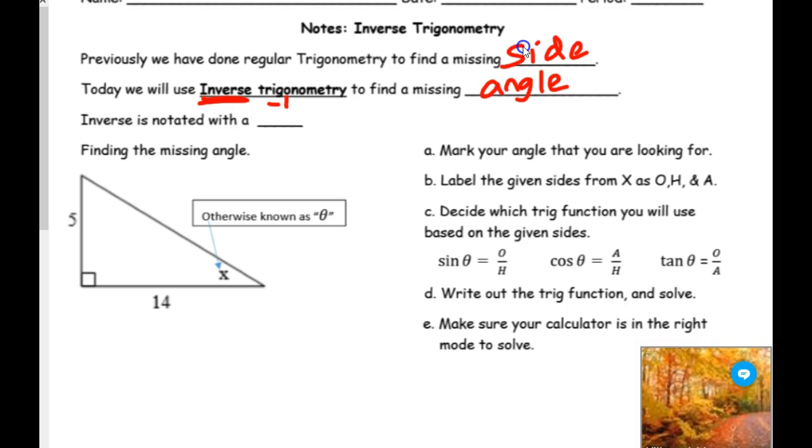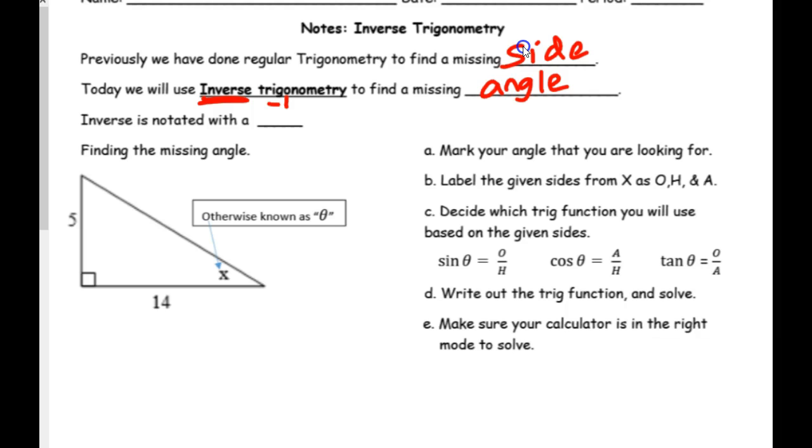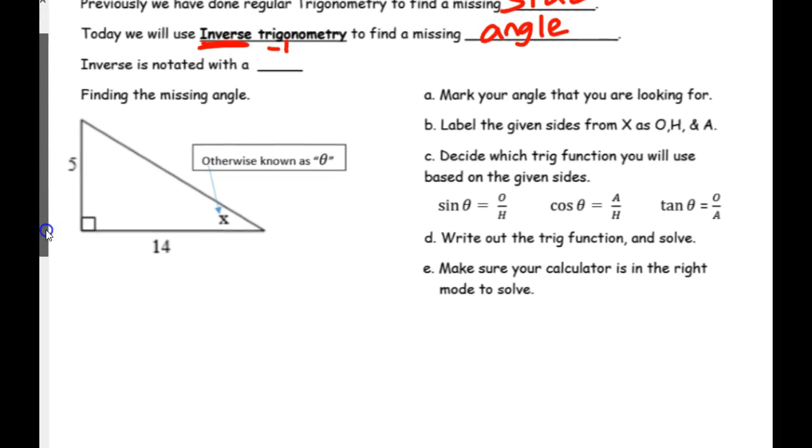So we're going to find the missing angle. Does everyone see this triangle right here? We know both sides. X is not on the outside. X is on the inside where the angle is. That's my missing angle. These are our steps, but I'm going to show you how it's done. The first steps are very similar. Start at angle X, put an arc there. And of course, what do we label? O, H, and A, right?